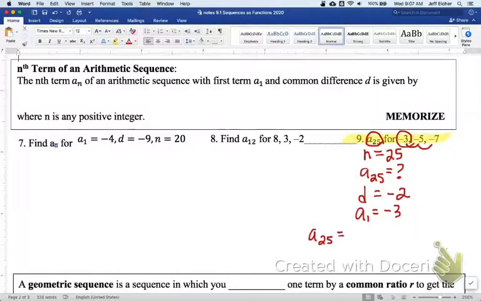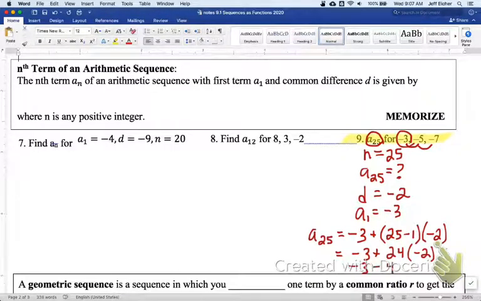The 25th term is the first term plus n minus 1, which really you could just put 24 there, times a common difference of negative 2. So we'd have negative 3 plus, we need 24 of those negative 2's that we're adding. So negative 3 minus 48, it looks like our 25th term would be negative 51.